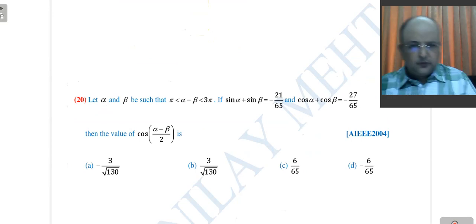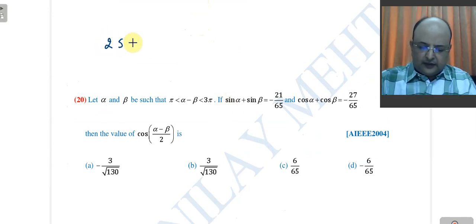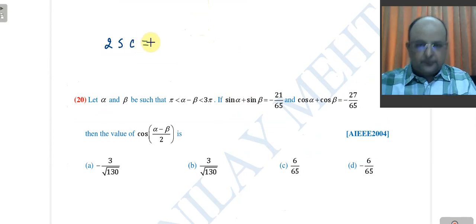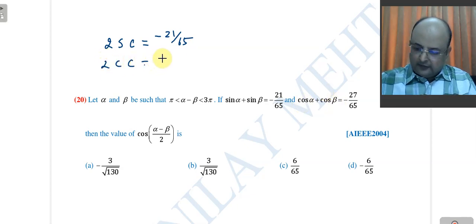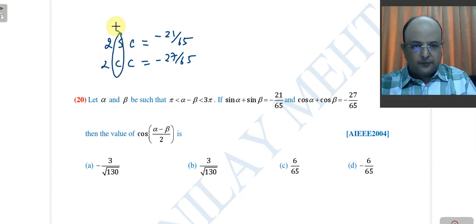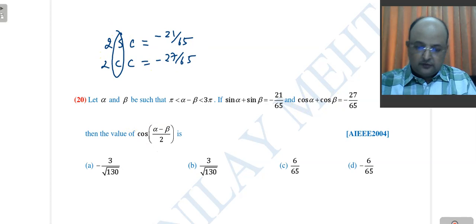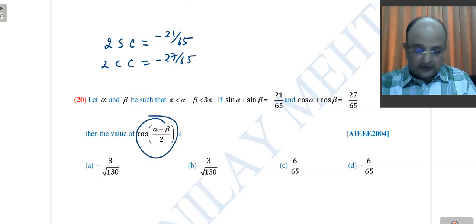This is beautiful and damn easy. What is S plus S? 2 sin (alpha plus beta)/2 cos (alpha plus beta)/2 is minus 21 by 65. C plus c, that is 2cc, minus 27 by 65. See, if you recall, in this 2 sin cos you have (alpha plus beta)/2, which you don't want according to your requirement, and this cos is with cos (alpha minus beta)/2, which I need.